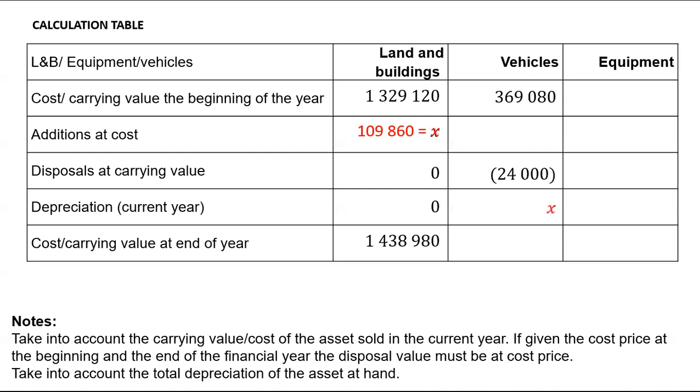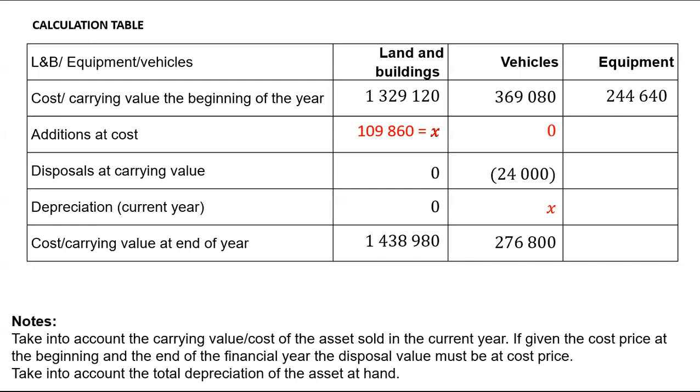We are missing depreciation, but we were given carrying value at the end of the year, which is 279,800. Apply reverse operations to calculate depreciation by taking 276,800, add 24,000, and then minus 369,080. It will give us depreciation on vehicles, and depreciation on vehicles will be the difference that I just spoke about. However, I just want to do equipment quickly.